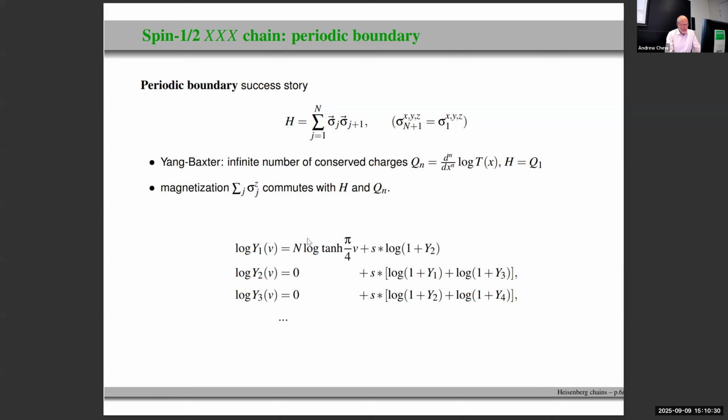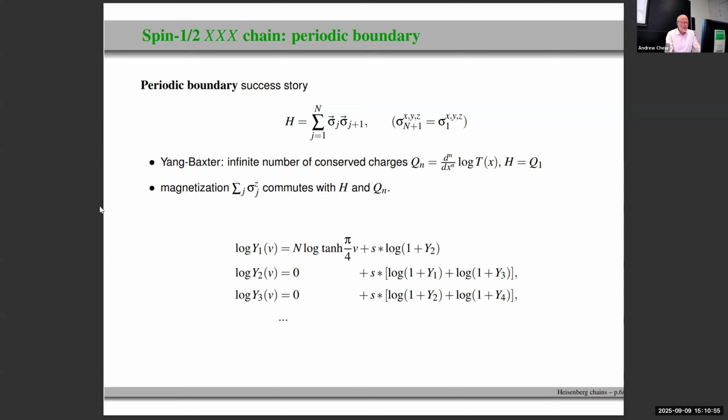So in the first line appears the system size n times the logarithm of the hyperbolic tangent. And in the next line, this driving term or source term is just 0. And that's why one can use these equations. Of course, numerically, infinitely many nonlinear integral equations are not really fun, but in principle, it's possible to do approximate calculations.